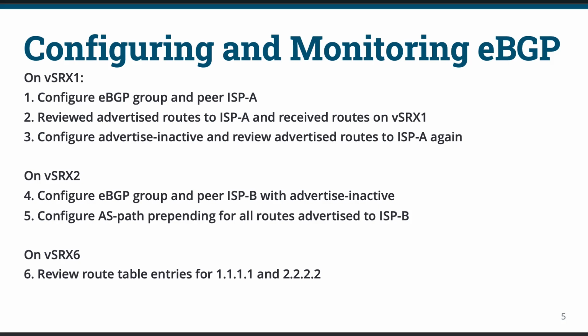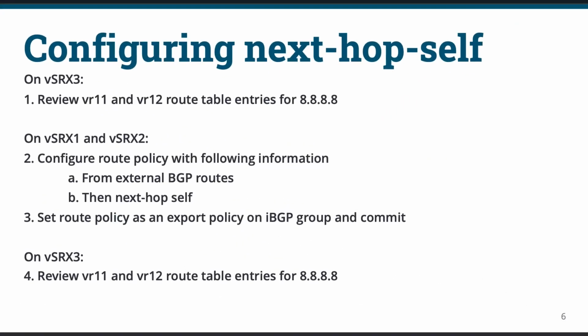We'll move on then to the last section of the lab, configuring and applying a next hop self routing policy. Our first step in this section of the lab will be to review the routing tables on VSRX3 in both instances for the 8.8.8.8 route that we should expect from ISP-C. We shouldn't see the route as the protocol next hop will be unreachable, and we'll show a command we can use to view the route anyway to validate it's being propagated through BGP.